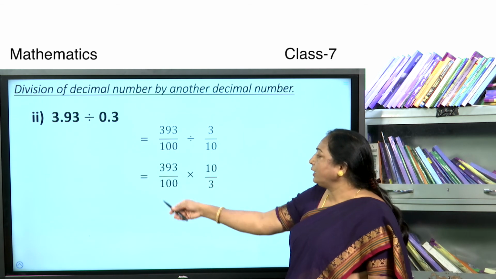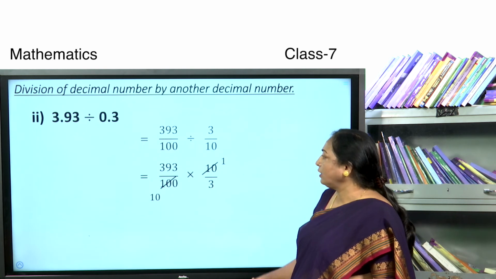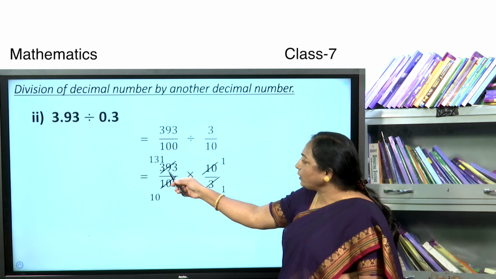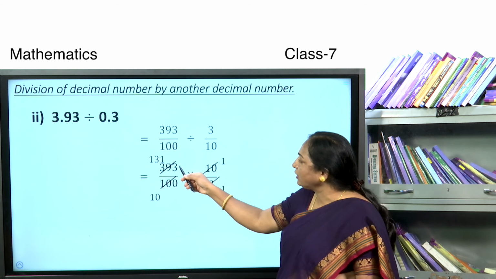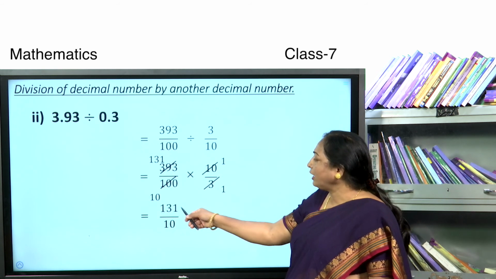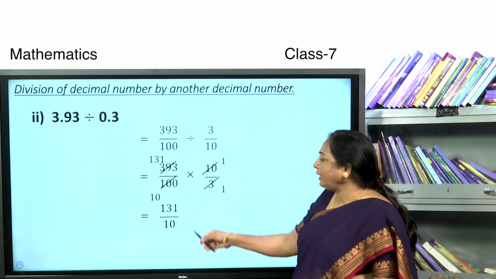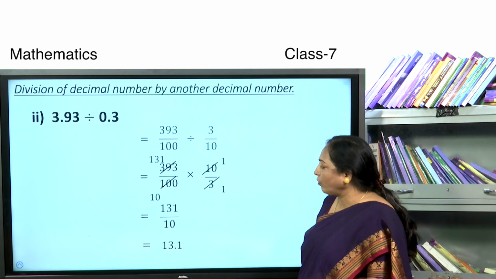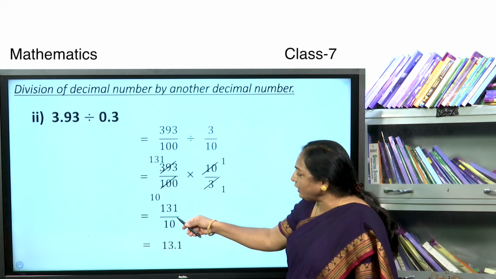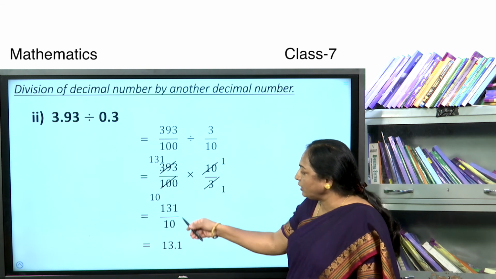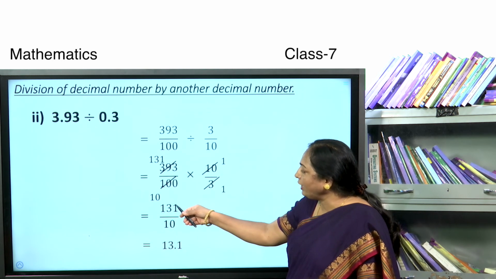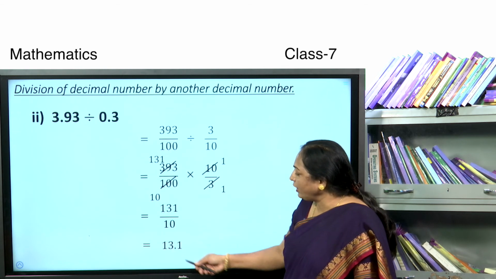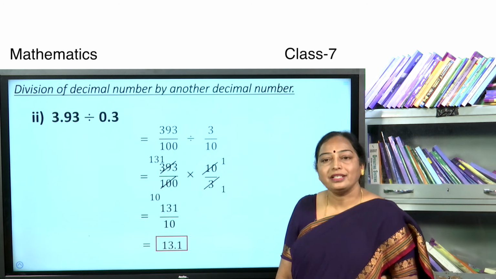10 ones are 10, 10 tens are 100, and divide 393 by 3: 3 ones are 3, 3 threes are 9, 3 ones are 3. We will get 131 by 10. Write it as decimal form. It is 13.1. Why is it so? How many zeros are here in the denominator? Only one zero. Therefore, place the point after one digit from the right. It will become 13.1. So, the answer is 13.1.